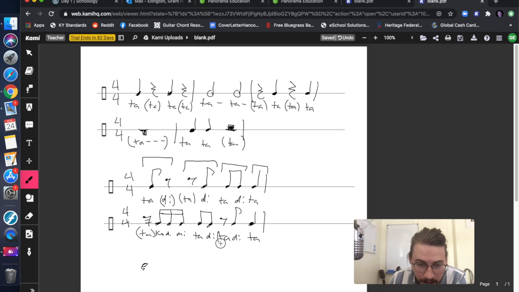But now let's add the rest. So that ta is quiet. That ta is quiet. And let's whisper where it's in a parenthesis. So takadimi tadi di ta. Now let's keep those quiet. We have kadimi tadi di ta. Kadimi tadi di ta.